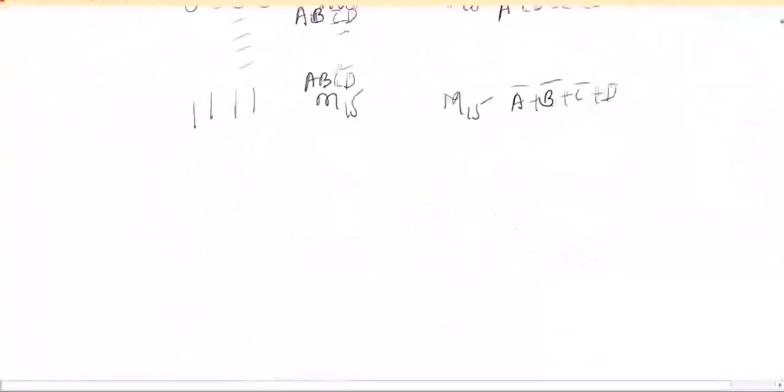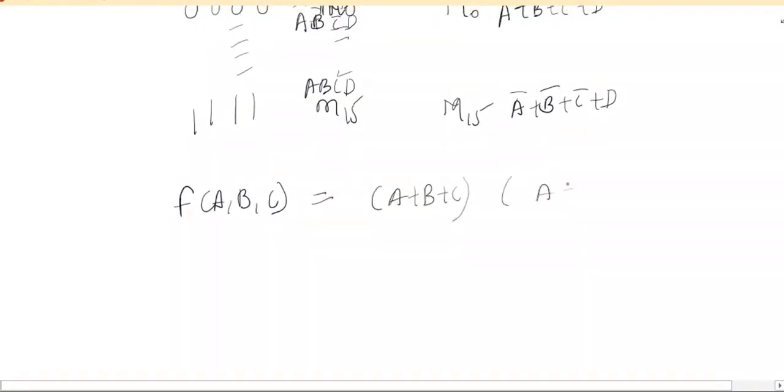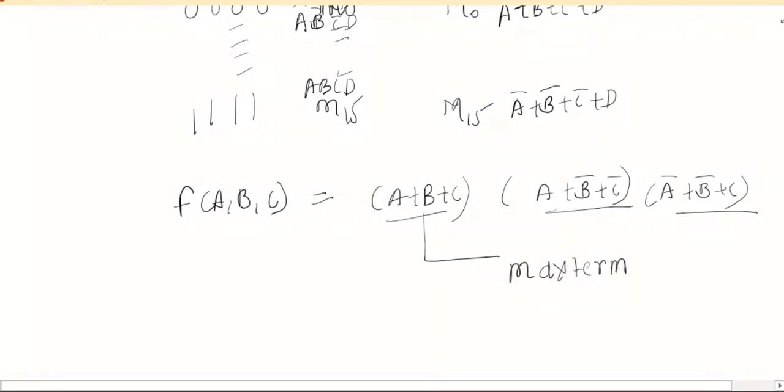Now suppose the function is given like this, f of ABC, for example, and my expression is (A plus B plus C), then (A bar plus C bar) and (A bar plus B bar plus C). Clear? Now these are the sum terms. Sum terms means these are the max terms. So first identify whether the expression is a POS or an SOP. This expression is the product of sum terms. So sum terms are nothing but the max terms.